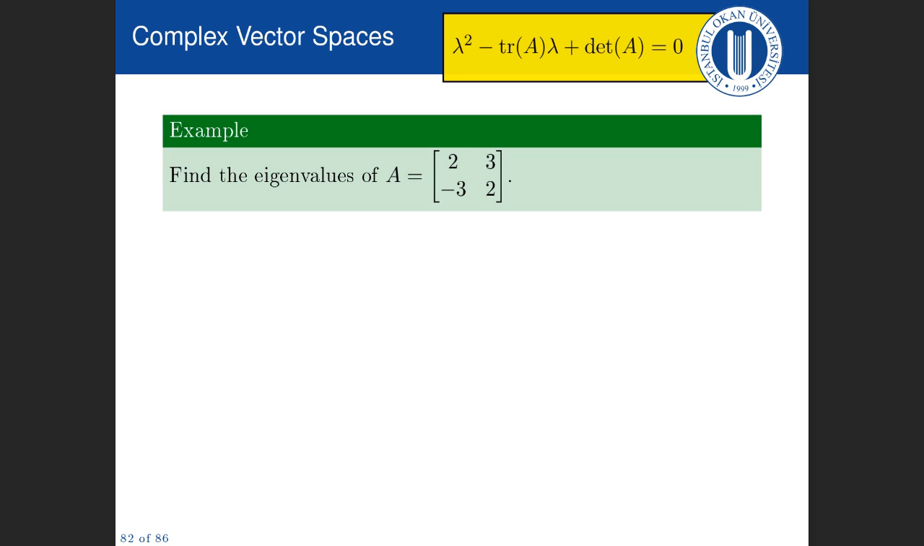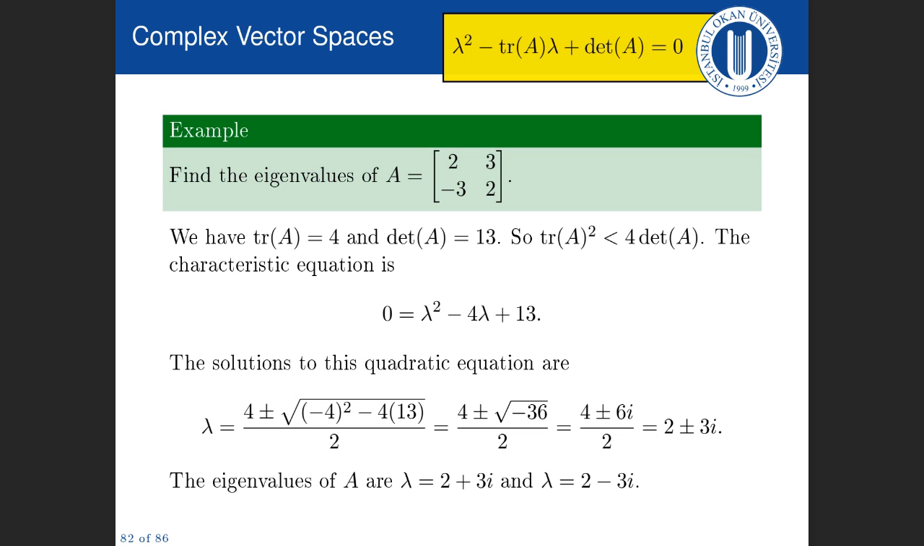And find the eigenvalues of 2, 3, minus 3, 2. What's the trace? The trace is 4. What's the determinant? The determinant is 13. Clearly here, the trace squared is smaller than 4 times the determinant. So we know that we must have complex conjugate eigenvalues. And if we calculate them, we find that yes, we do. We have 2 plus 3i and 2 minus 3i. But I leave that for you to check.